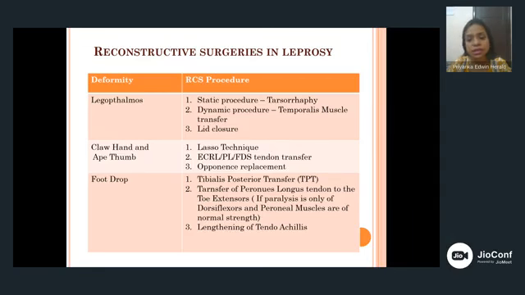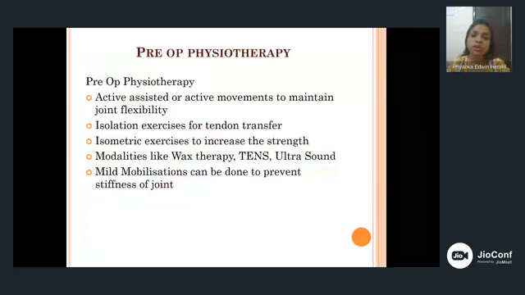So if a reconstructive surgery is done in a patient, we as physiotherapists work pre-operatively and post-operatively as well. So what is pre-op physiotherapy? These are the main aims we work on in pre-op physio: active assisted or active movements to maintain joint flexibility. For isolation exercises for tendon transfer, we give strengthening and isolation exercises to the particular muscle whose tendon is getting transferred. So we give isometric exercises for tendon transfers to increase their strength.